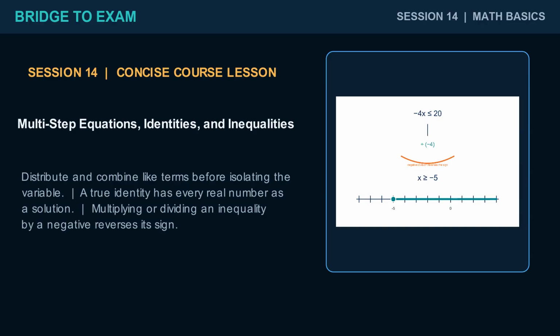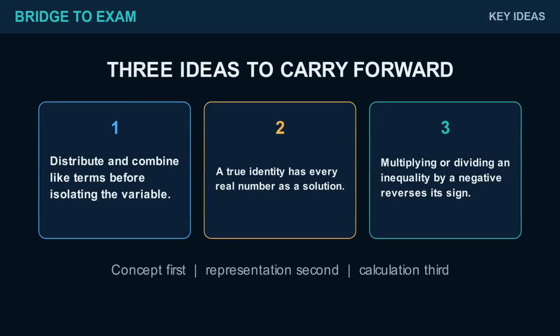By the end, you will be able to do the following. Solve equations with distribution and variables on both sides. Recognize one solution, identity, and no solution outcomes. Solve and graph one variable inequalities.